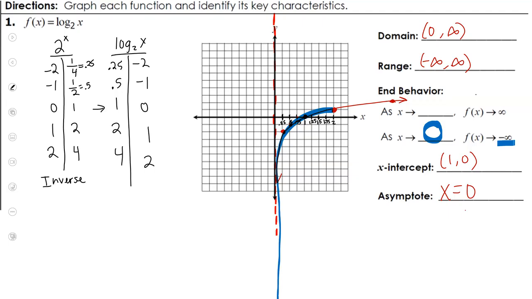Okay, now let's move to the right. As x goes to the right towards infinity, what's happening to the y values? It's going to infinity. Okay, so that's how you do the end behavior.